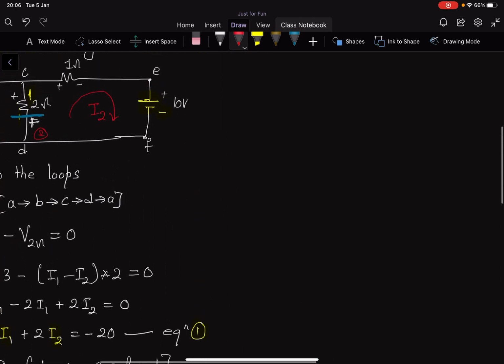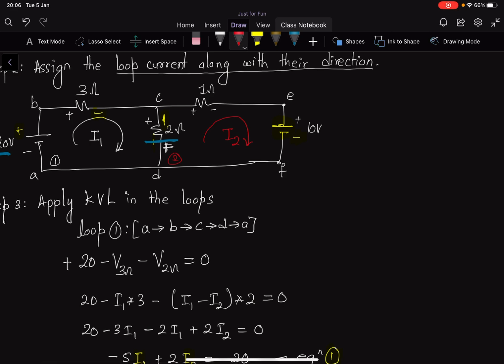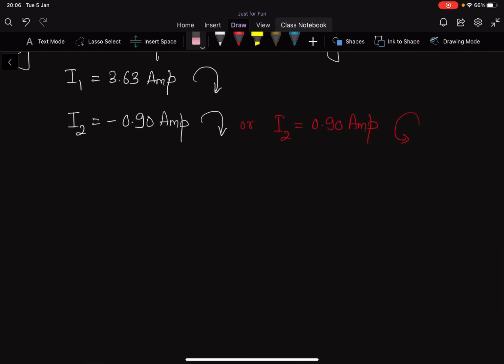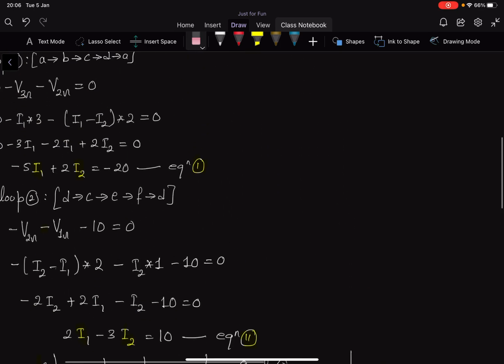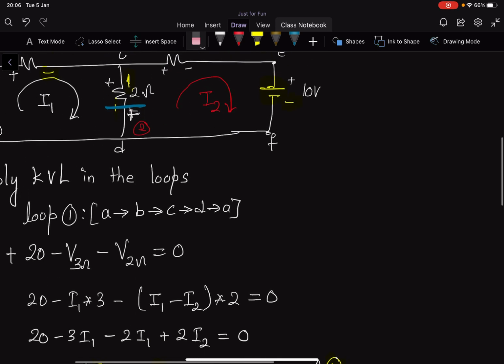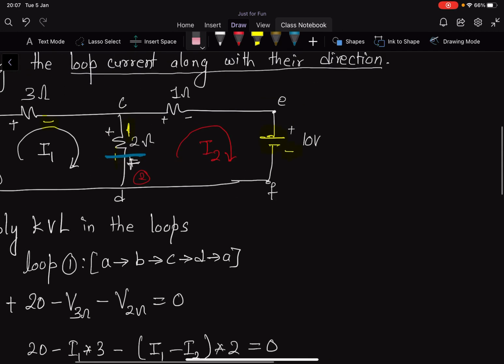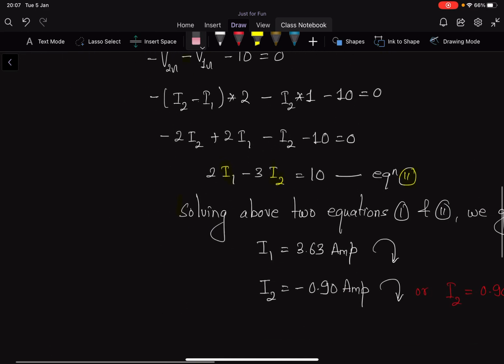So anyone who has assumed the direction which is anti-clockwise in loop 2 is going to get the value of 0.9 with the positive direction, like that. Okay, so do not get confused. The only change will happen in those cases when you have an anti-clockwise direction here. The effective current will not subtract from each other, they will add to each other, because if you look here, the effective current in 2 ohm is going to be the addition of I1 and I2 rather than subtraction. Okay, it's going to be addition.